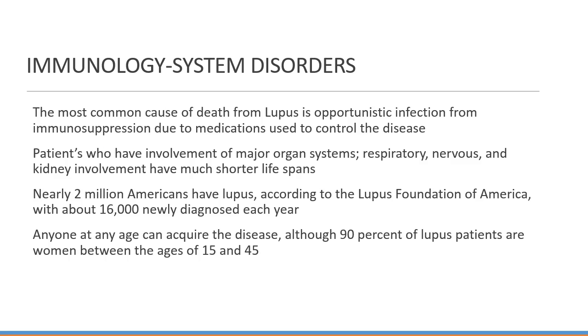The most common cause of death from lupus is opportunistic infection from the immunosuppressive medications that are used to control the disease. Patients who have involvement with the major organ systems, like respiratory, nervous, and kidney involvement, have much shorter lifespans. Nearly 2 million Americans have lupus, according to the Lupus Foundation of America, with about 16,000 newly diagnosed each year. Anyone of any age can acquire the disease, although 90% of lupus patients are women between the ages of 15 and 45.